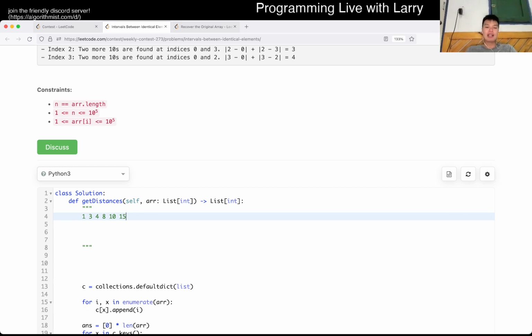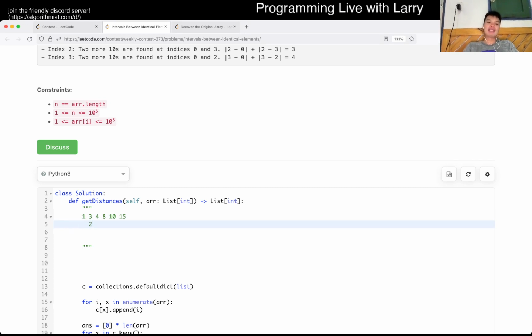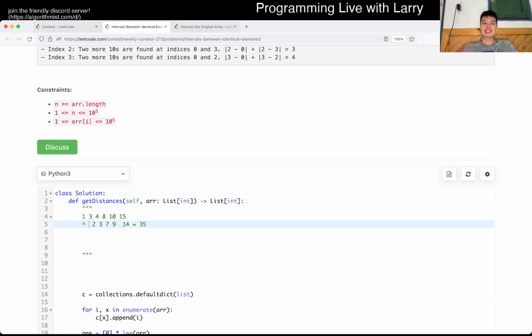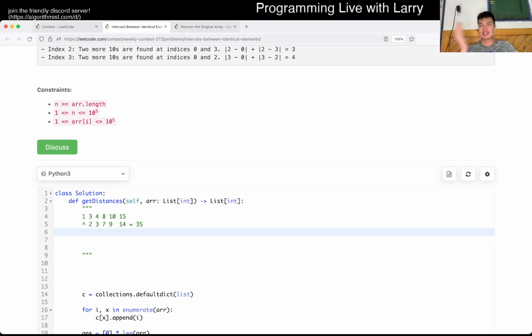And then the idea is that, okay, fine. First, calculate the answer for 1, right? Well, for 1, the answer is going to be 2 away. The second number is going to be 3, 7, 9, and then 14, right? So then you sum that up, let me plug in the calculator. I guess this is just 10 plus 11, 21 plus 35, right? So this is 35.